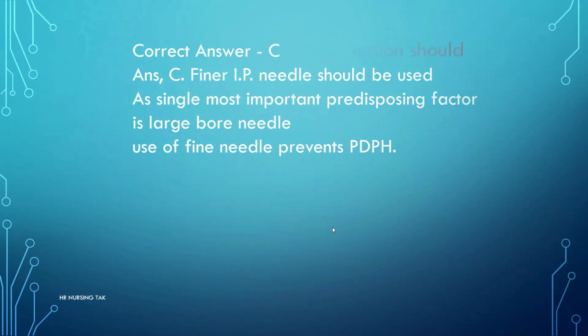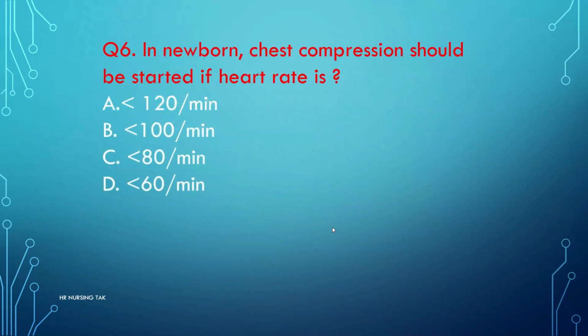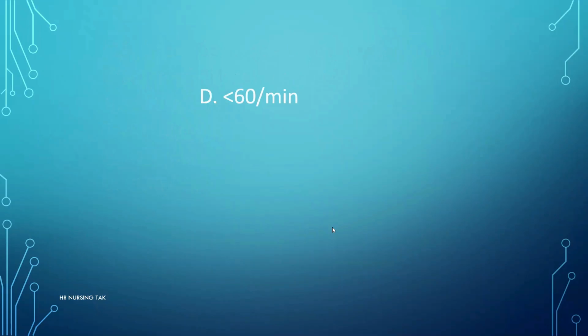Question 6. In newborn, chest compression should be started if heart rate is less than A. Less than 120 per minute, B. Less than 100 per minute, C. Less than 80 per minute, D. Less than 60 per minute. Correct answer is D. Less than 60 per minute.